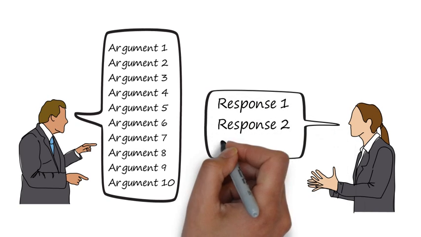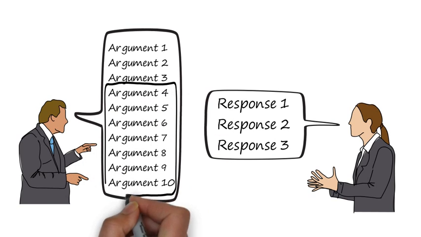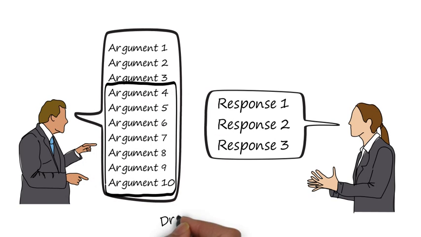The strategy of spreaders is to overwhelm their opponents with arguments. Spreading is a numbers game, simple math. If I make 10 arguments and you can only respond to 3, then I can argue that the 7 dropped arguments should win the round.